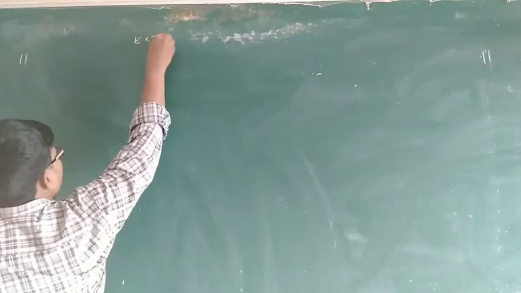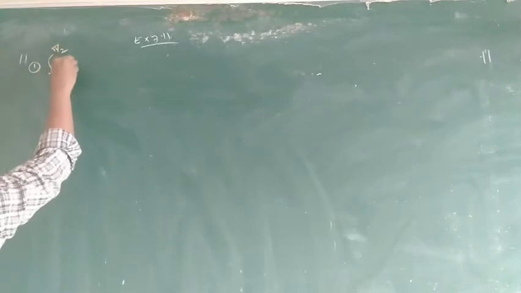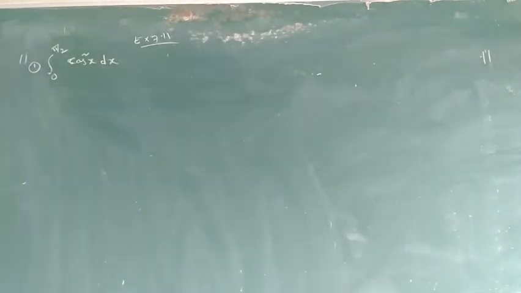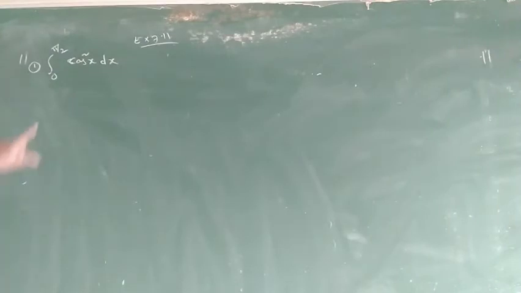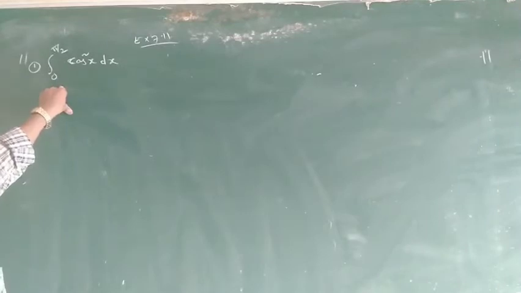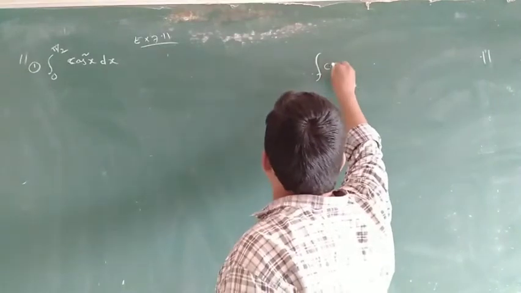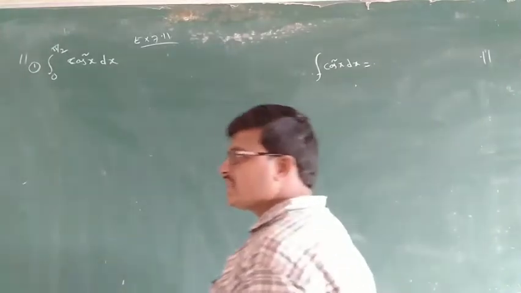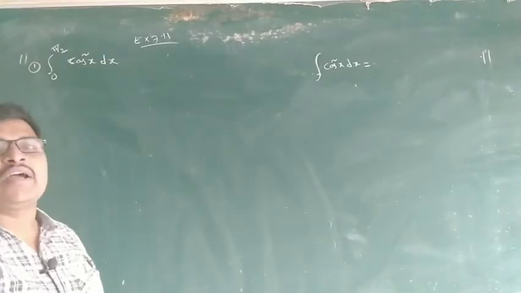Exercise 7.11, first problem: integral 0 to pi by 2 cos square x dx. This is a definite integration. The same problem in indefinite integration, integral cos square x dx, is in exercise 7.23 maybe, using trigonometric identities.